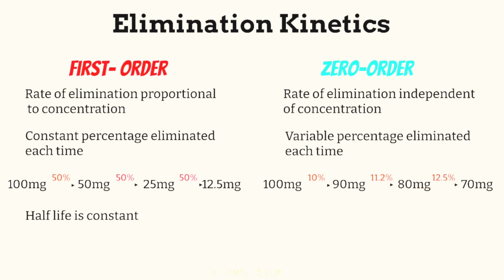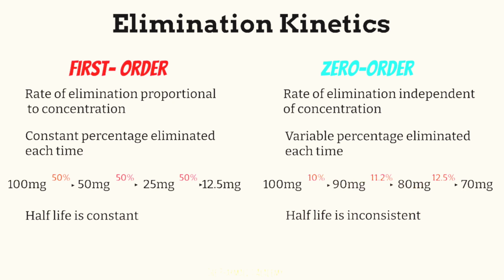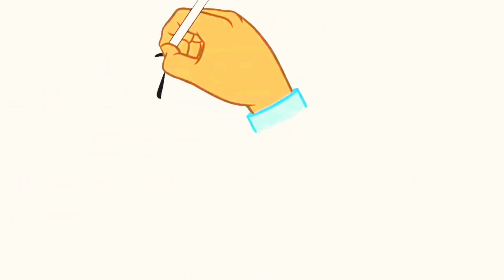If a patient overdoses on a drug following zero-order kinetics, no matter the amount of drug or how long it's been, the body will clear the same milligrams per time. Finally, the concept of half-life becomes meaningless because the drug concentration does not decrease by half with every predictable time interval.